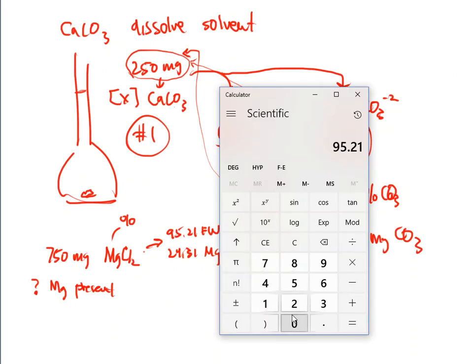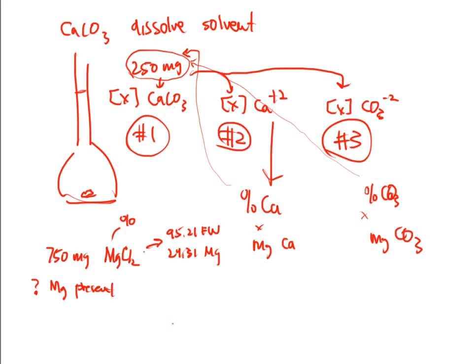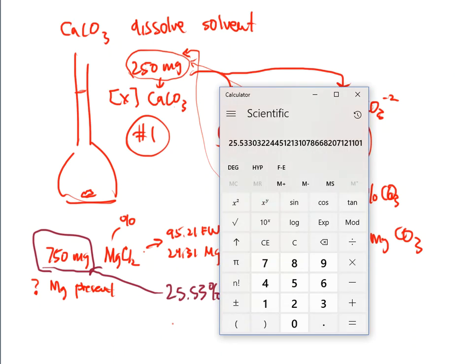So magnesium, 24.31 divided by 95.21 multiplied by 100, that gives me 25.53%. So my compound is 25.53% magnesium. That means out of this weight that I have used, 25% of that total is going to be weight that's from magnesium.